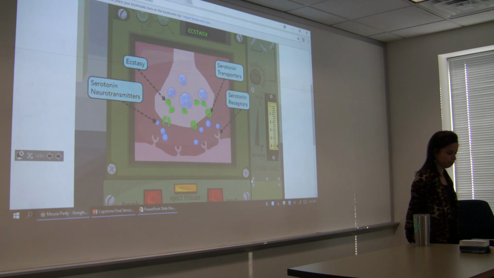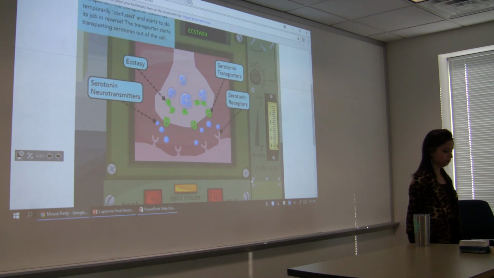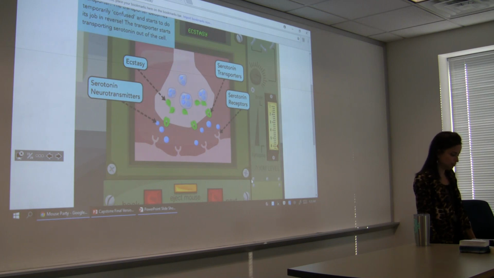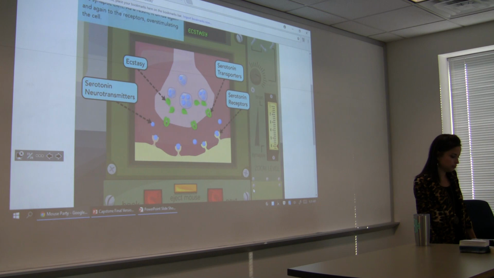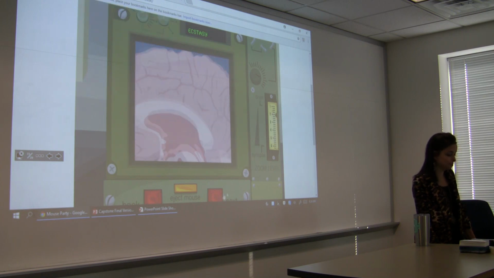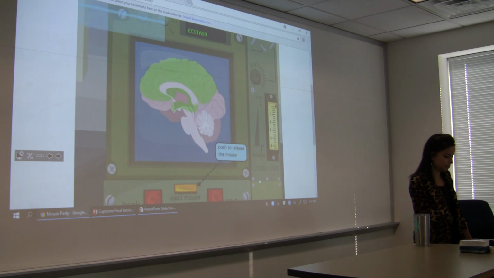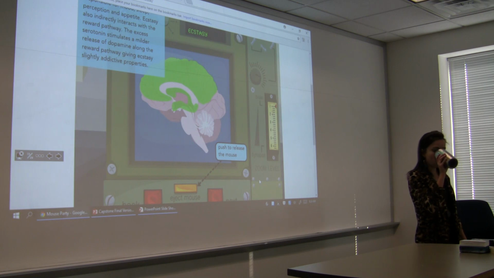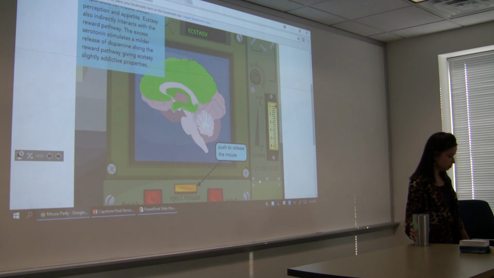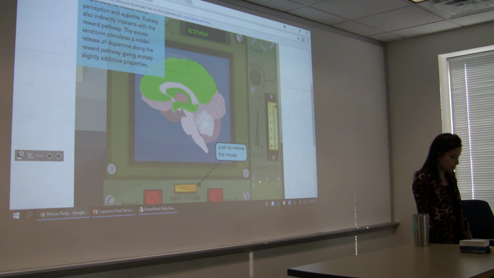The transporter becomes temporarily confused and starts to do its job in reverse. The transporter starts transporting serotonin out of the cell. The excess serotonin becomes trapped in the synaptic cleft. As a result, it binds again and again to the receptors, overstimulating the cell. Ecstasy affects serotonin pathways responsible for mood, sleep, perception, and appetite. Ecstasy also indirectly interacts with the reward pathway. The excess serotonin stimulates a milder release of dopamine along the reward pathway, giving ecstasy slightly addictive properties.